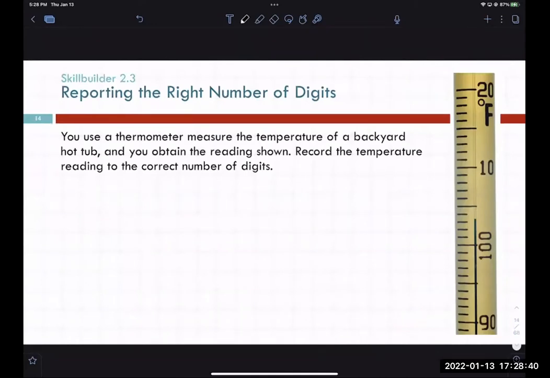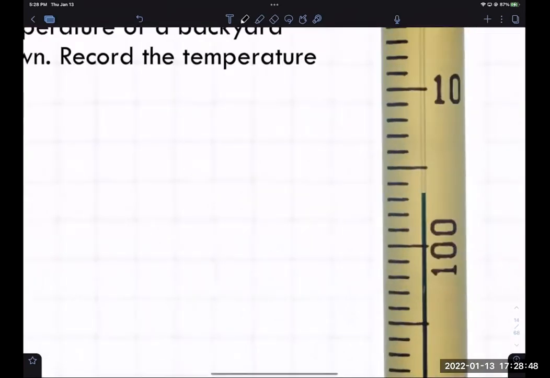Again, just another example here. So if we have a thermometer, we're measuring the temperature in the hot tub. If we have this reading on our thermometer, so we've got 100, and this is actually 110 up here. So 105, again, we're just measuring 100. 101, 102, 103.